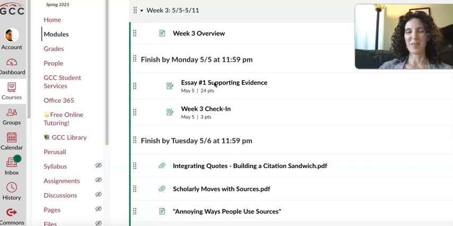You're going to start pulling quotes and thinking about which evidence will work with the points that you're trying to make. So you want to make sure that your evidence is relevant to the point you're making and that it will fit in nicely and you'll be able to enhance your writing with these quotes. Okay? We also have a little check-in assignment, so don't forget about that.